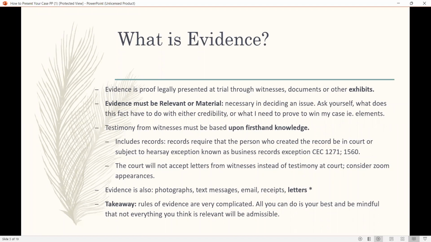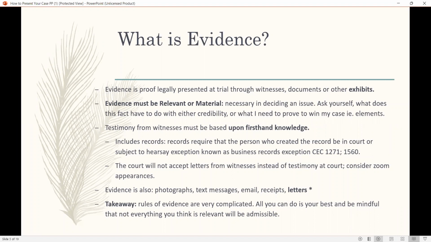Evidence must be relevant. So that's the number one rule of evidence. And if you don't know any other rules of evidence, just know that it has to be relevant or material. And what that means is it's necessary in deciding an issue. So ask yourself, what does this fact or this evidence that I'm trying to introduce have to do with either credibility, so disproving what plaintiff is saying, or with what I need to prove to win my case or establish my elements.